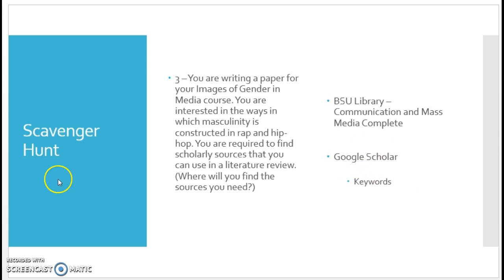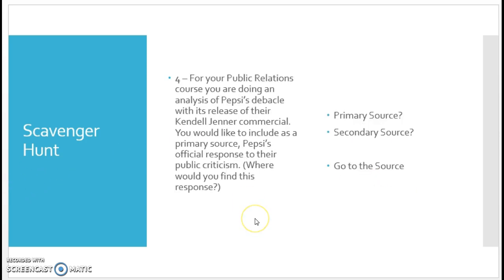Keywords become essential in finding that information. If I'm interested in finding out this information about Pepsi's official response, I'm going to go to Pepsi. If I want to know what somebody has to say directly about something, I'm going to go to that person and ask them. And that's the same thing.